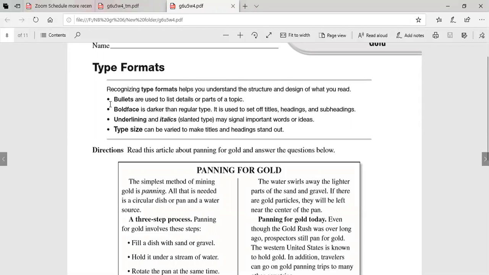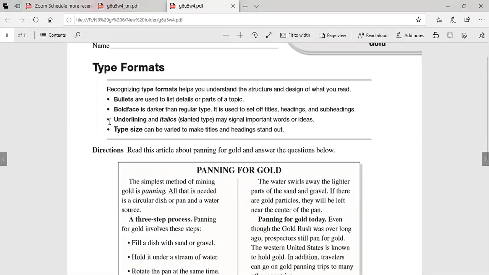The first one, bullets. Bullets are used to list details or parts of a topic. We can see that here in this article. I'll explain that further when we read this article. The second one is boldface. A boldface is darker than regular type. It is used to set off titles, headings, and subheadings. We'll see that again in the article and also on the next one.